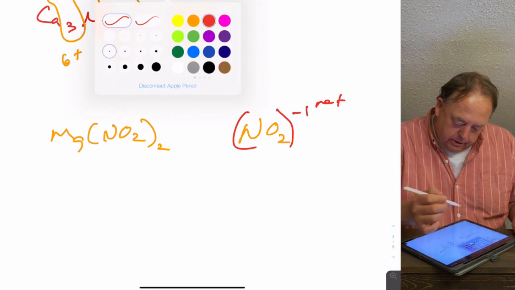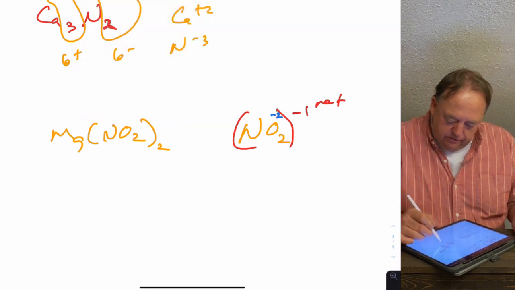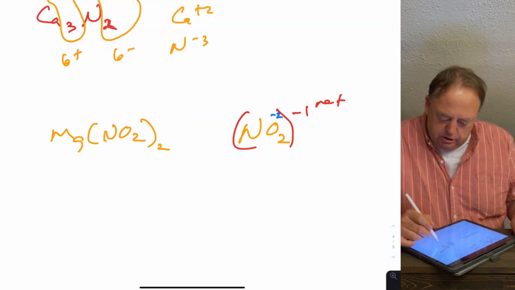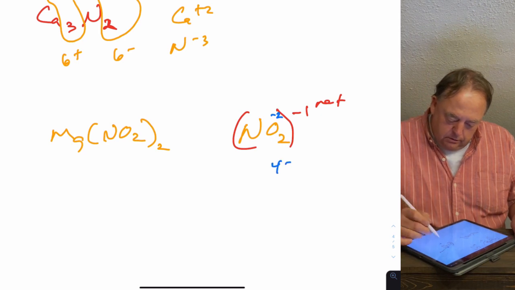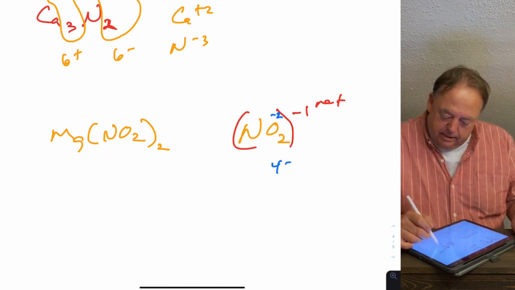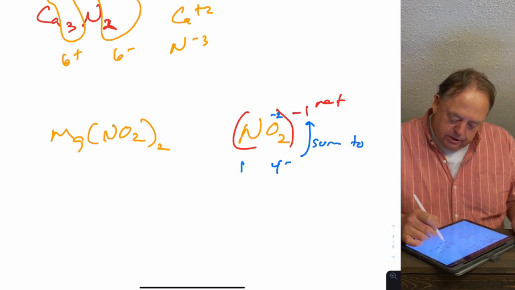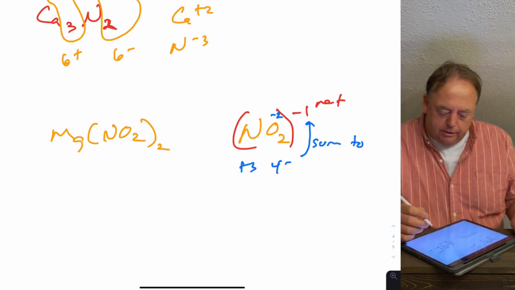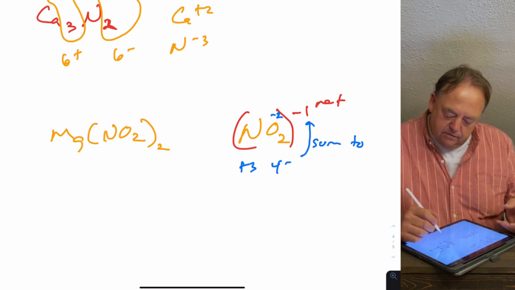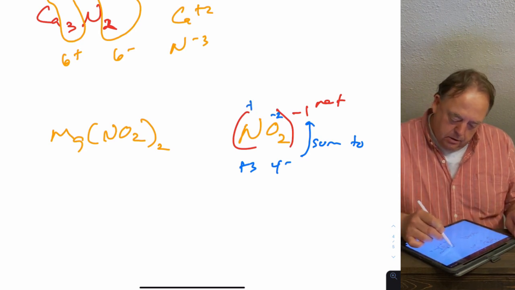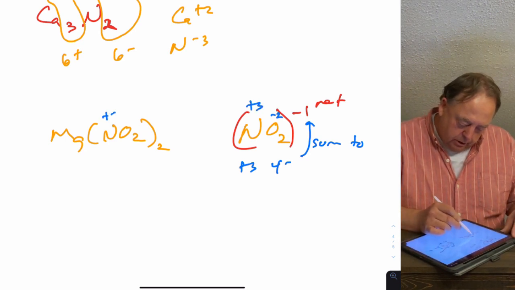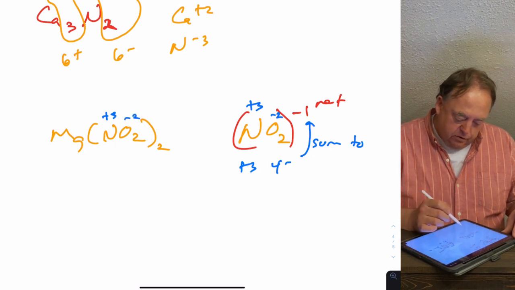So how to solve this? Again, oxygen is always -2, so easiest to start with oxygen, so that's 4 negatives. And the sum has to be -1. So that means nitrogen must be +3 since there's only 1 nitrogen. So 4 negative, 3 positive is -1. So nitrogen's +3. Each oxygen is -2.